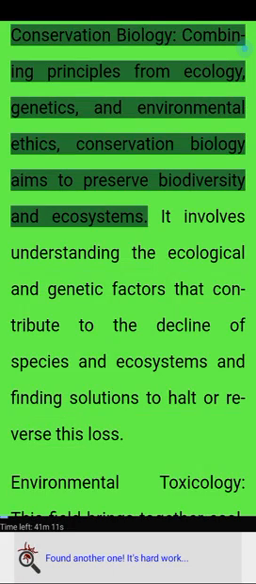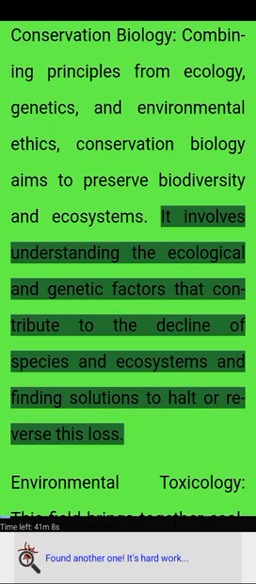Conservation biology. Combining principles from ecology, genetics, and environmental ethics, conservation biology aims to preserve biodiversity and ecosystems. It involves understanding the ecological and genetic factors that contribute to the decline of species and ecosystems and finding solutions to halt or reverse this loss.